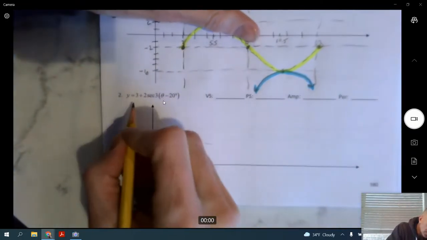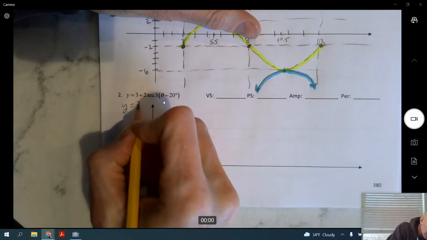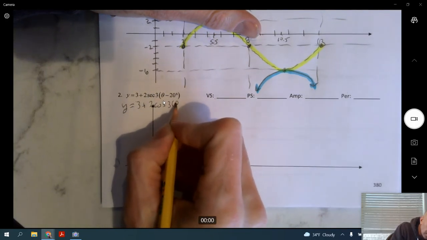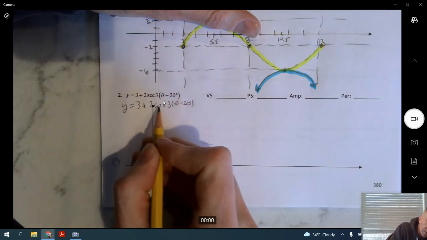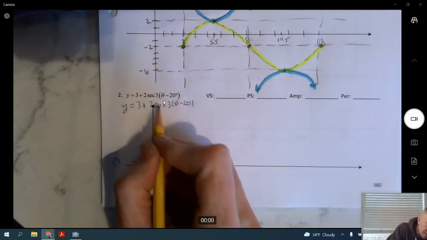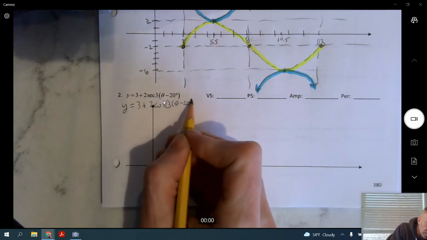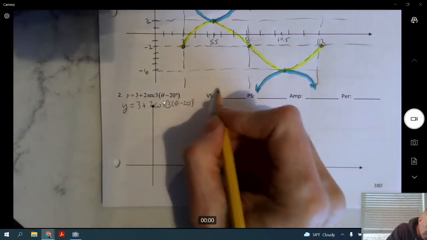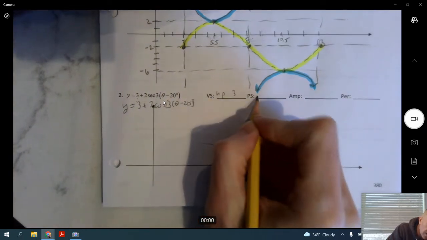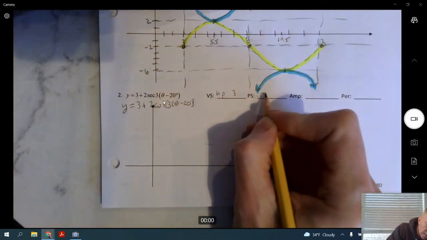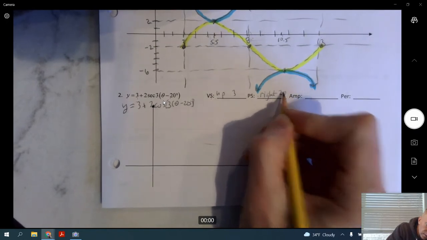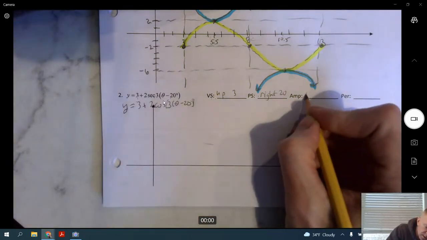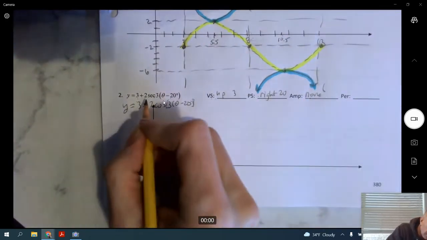Next one. So we're first going to graph y equals 3 plus 2 cosine of 3 times theta minus 20. The reason we're graphing cosine is reciprocal of secant. So we're graphing what it's the reciprocal of first. So that's going to be vertical shift is up 3. Phase shift is right 20. Amplitude is, well, there's no amplitude for a secant function, so we're going to say none. However, the A value is 2.